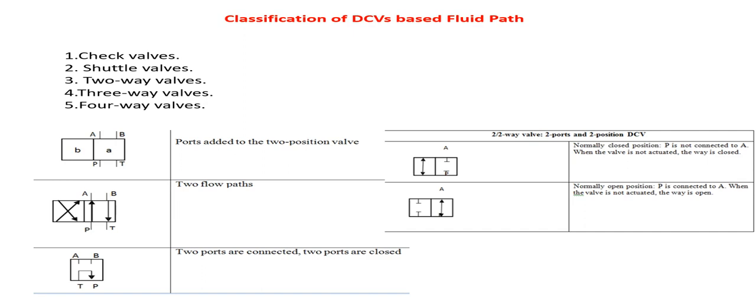So this particular symbol is of 2 by 2 direction control valve having two positions and two ports. So the normal position is depicted on the right hand side. So the first particular valve, this valve is normally closed type and this valve is normally open type.